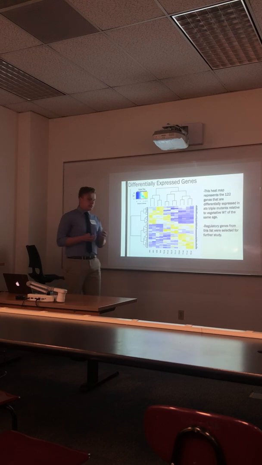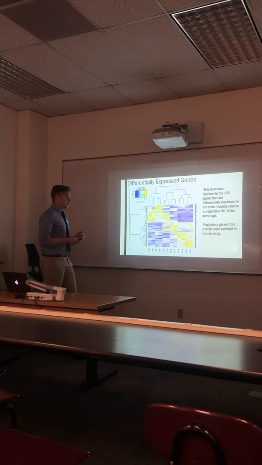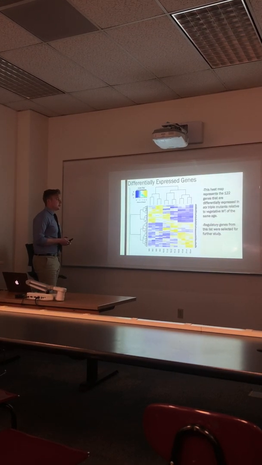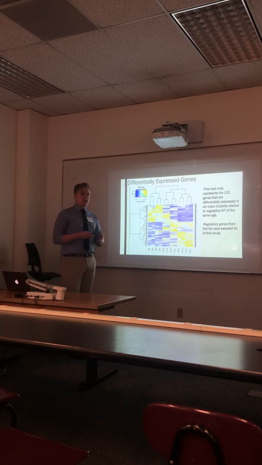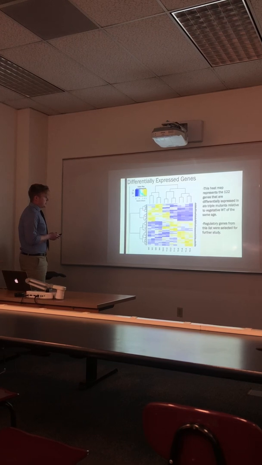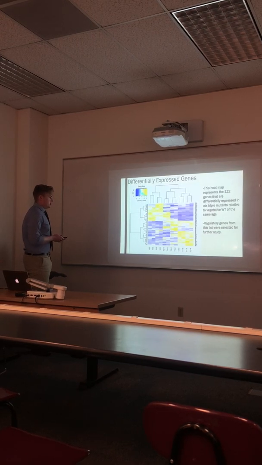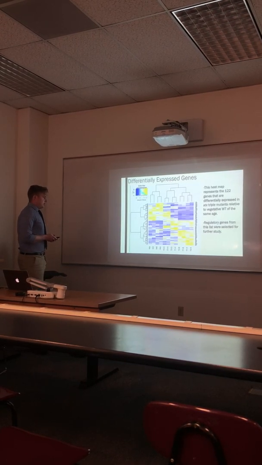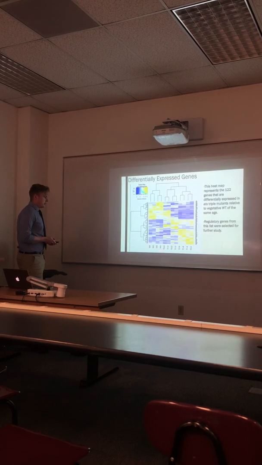But we were looking for more signaling molecules that could be doing this, so we compiled a list of all the differentially expressed genes from this analysis. There were 122 total, shown along here on this axis. So each lane across here is a different gene. And then every single wild type sample is down here in the corner.